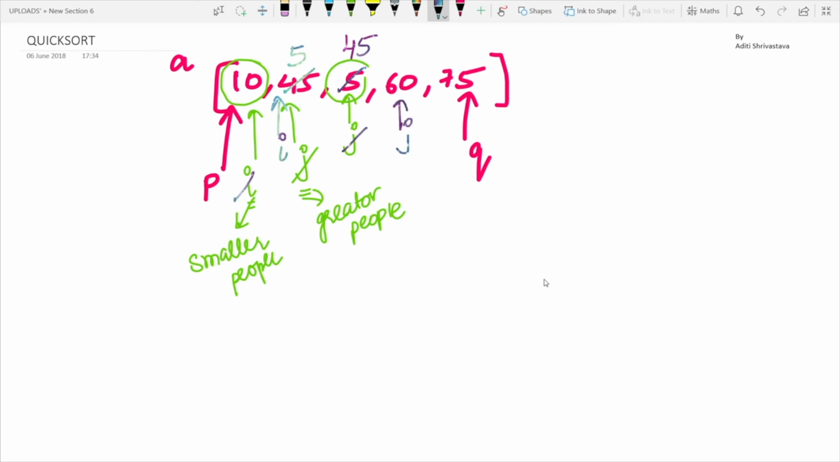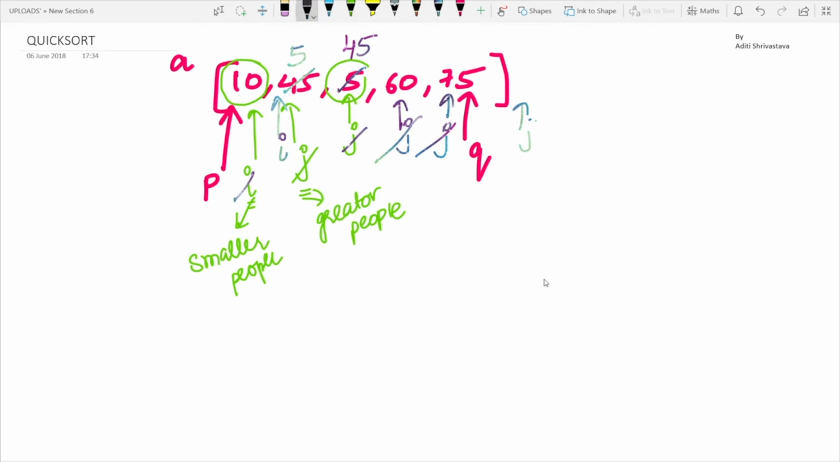60 is greater than 10, so it's okay. Greater elements skip and move. Then J points to 75. 75 is also greater than 10, so it will move further. It is trying to move further, but there will be a restriction. If J is greater than Q, then we will come out of the loop, and the partition algorithm will be finished. And after that, what will happen is that we will swap.